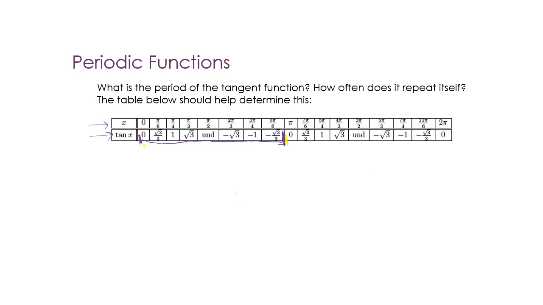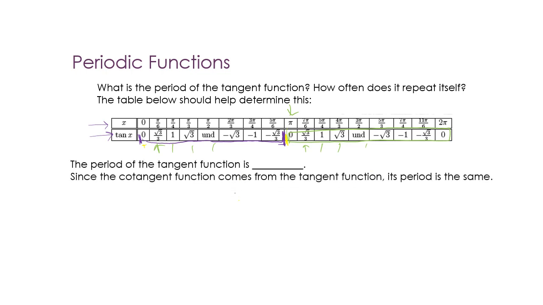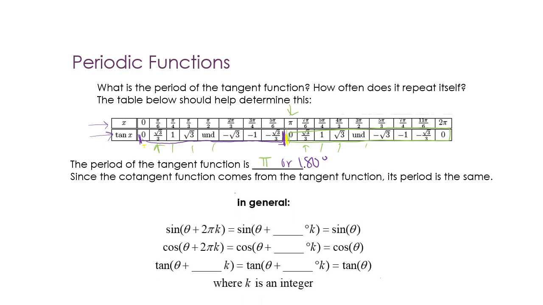We've got 0 again, then we've got root 3 over 3, and then we've got 1, and then root 3, undefined. So it looks like here's another cycle. You can see it's periodic, it starts repeating itself at pi units. So what we would say is that the period of the tangent function is pi. In terms of degrees, that would be 180 degrees. Since the cotangent function comes from the tangent function, its period is the same.